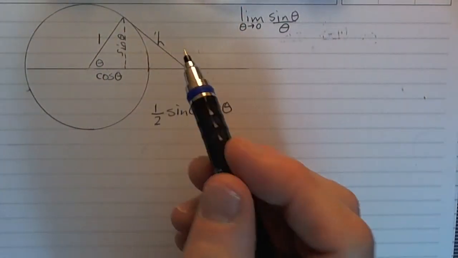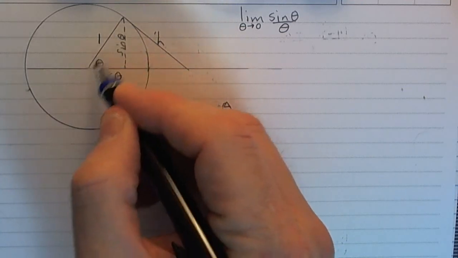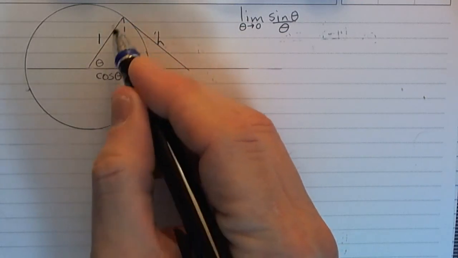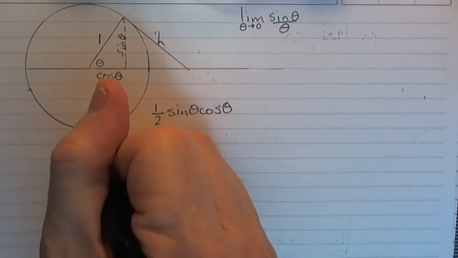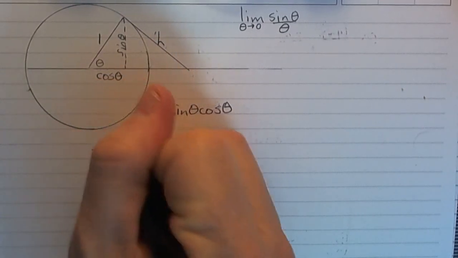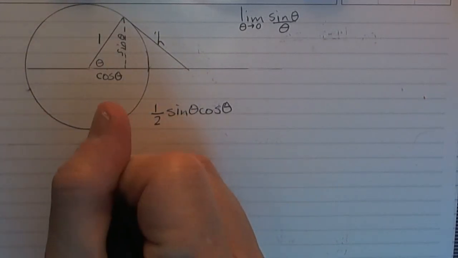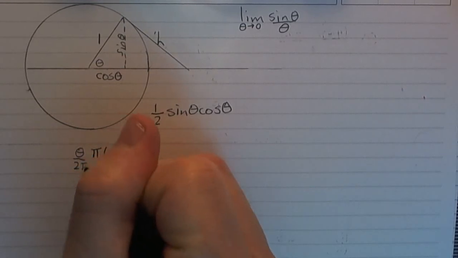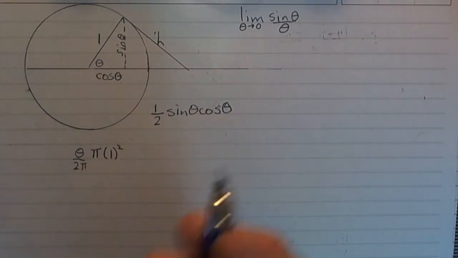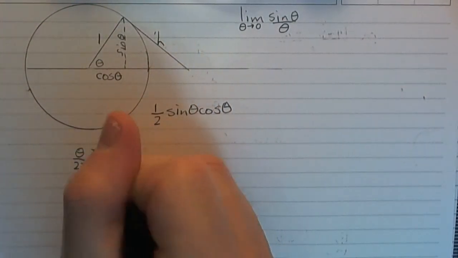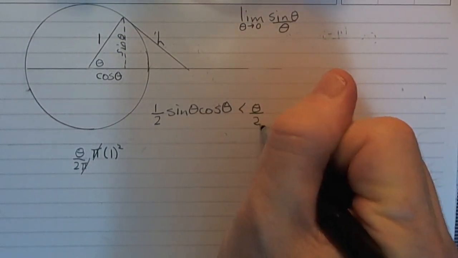Now, let's think about extending out a little bit and look at the area of this entire circular sector. This circular sector is not the whole area of the circle. The whole area of the circle is pi times 1 squared. But this is a fraction of that circle. The fraction is just theta over 2 pi because there are 2 pi radians in the entire circle, and I've got theta of them here. So the area of that circular sector is just theta over 2, which is greater than the area of that triangle.